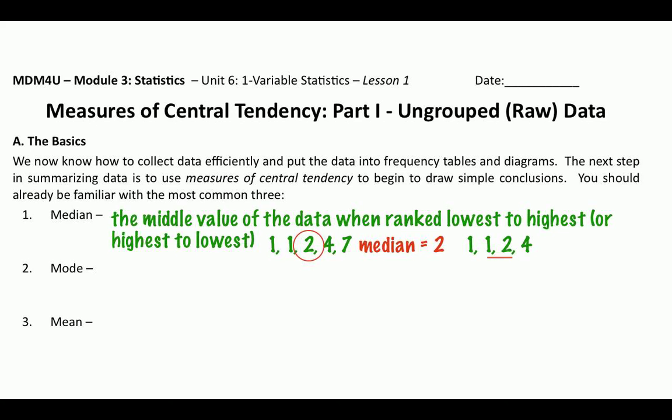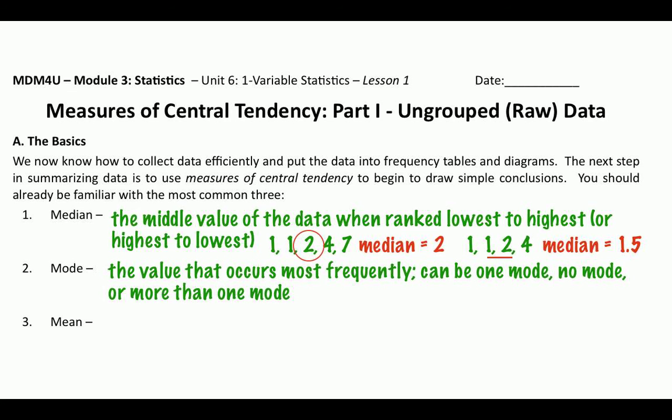So what we need to do is take the 1 and the 2 and average them together, and it's 1.5 is the median. Yep. So we have to generate that middlemost value if you have an even number of data points. That's the only trick for finding the median. Got to go in order and find the middlemost value.